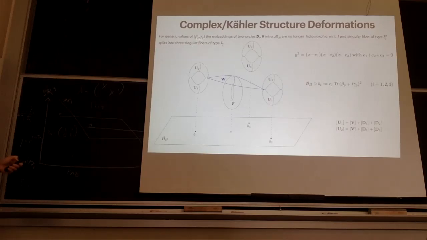When beta and gamma are turned on, the embedding of the cycles, the exceptional divisors, into the moduli space of Higgs bundles is no longer holomorphic with respect to I. If you want to preserve holomorphy, it splits into 3 singular fibers of type I2. So you have 3 singularities, B1, B2, B3 on the base, and each of them has 2 P1s with 2 double points. But you probably don't want to work with that. No, I do.